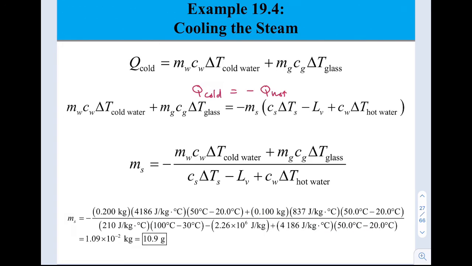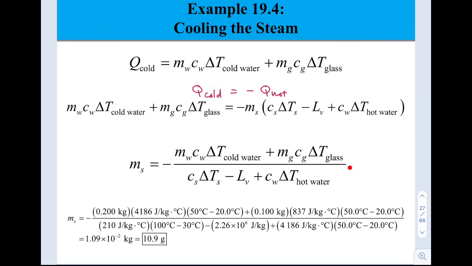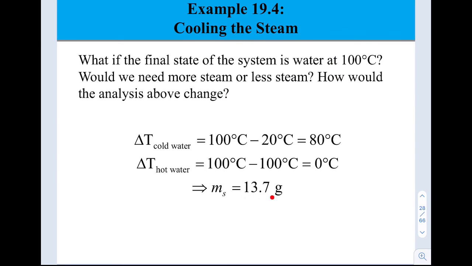Substitute everything accordingly, and you will have 10.9 gram of steam needed to warm up the water and glass from 20 degrees Celsius to 50 degrees Celsius. What if the final state of the system is water at 100 degrees Celsius only, not 50 degrees Celsius as just now? So for the cold water, it's not 30 degrees, it's going to be 80 degrees, because 100 minus 20. Delta T of the hot water is 0. Substitute this information again into this equation, and you will get a mass of steam of 13.7 gram.